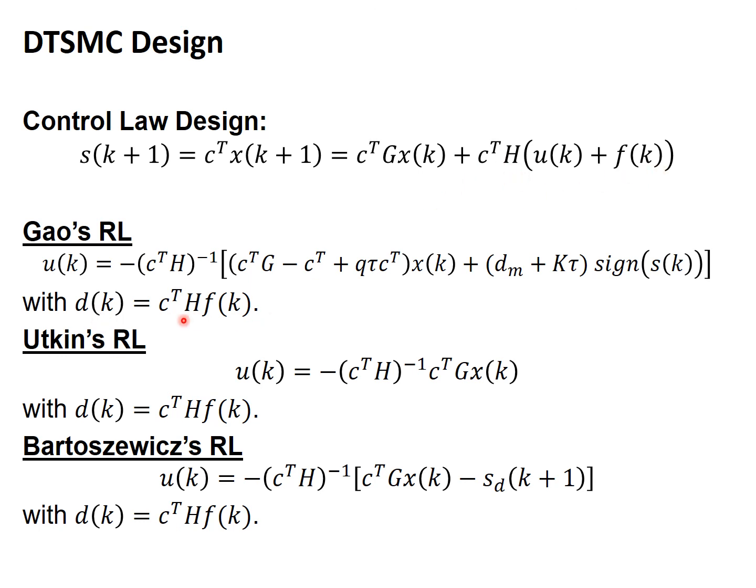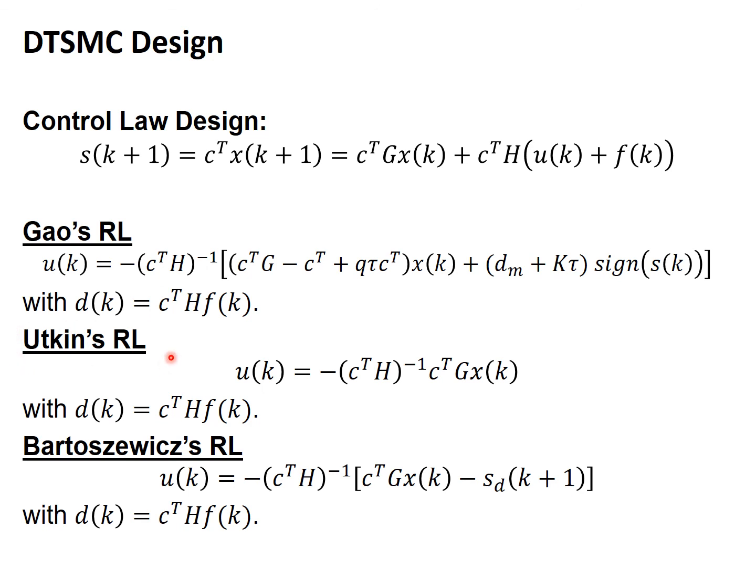dk has to be taken as C^T h fk, and then you can calculate uk by equating those two sides. This RHS and the RHS of the reaching law you can equate, and you will find what uk is. uk will come out to be this form. You can calculate this. You should do this. You should find out what your uk is. Do it on pen and paper.